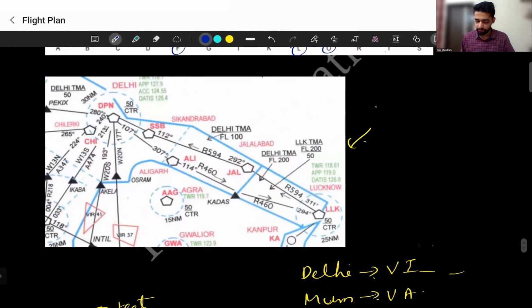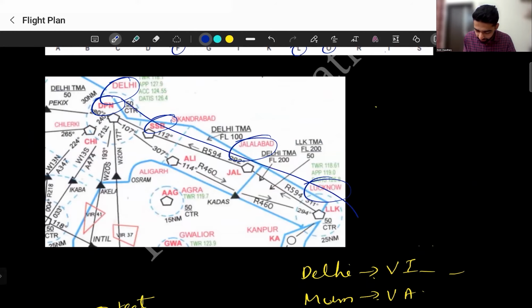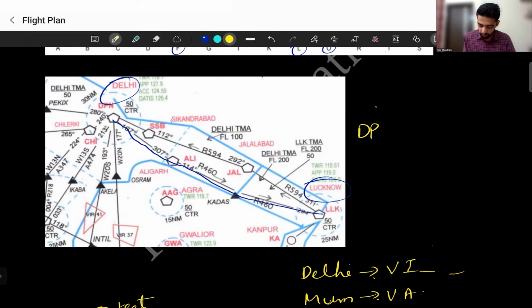As you can see, we are starting from Delhi, and then we can take this route, then this route, then we can reach Lucknow. Either I can take this route or I can take this route also. So I have two types of route, and I will write both. You have to write all the codes which are written here, just copy and paste the code. First is DPN, then SSB, then JAL, then LLK. So first I will write DPN.